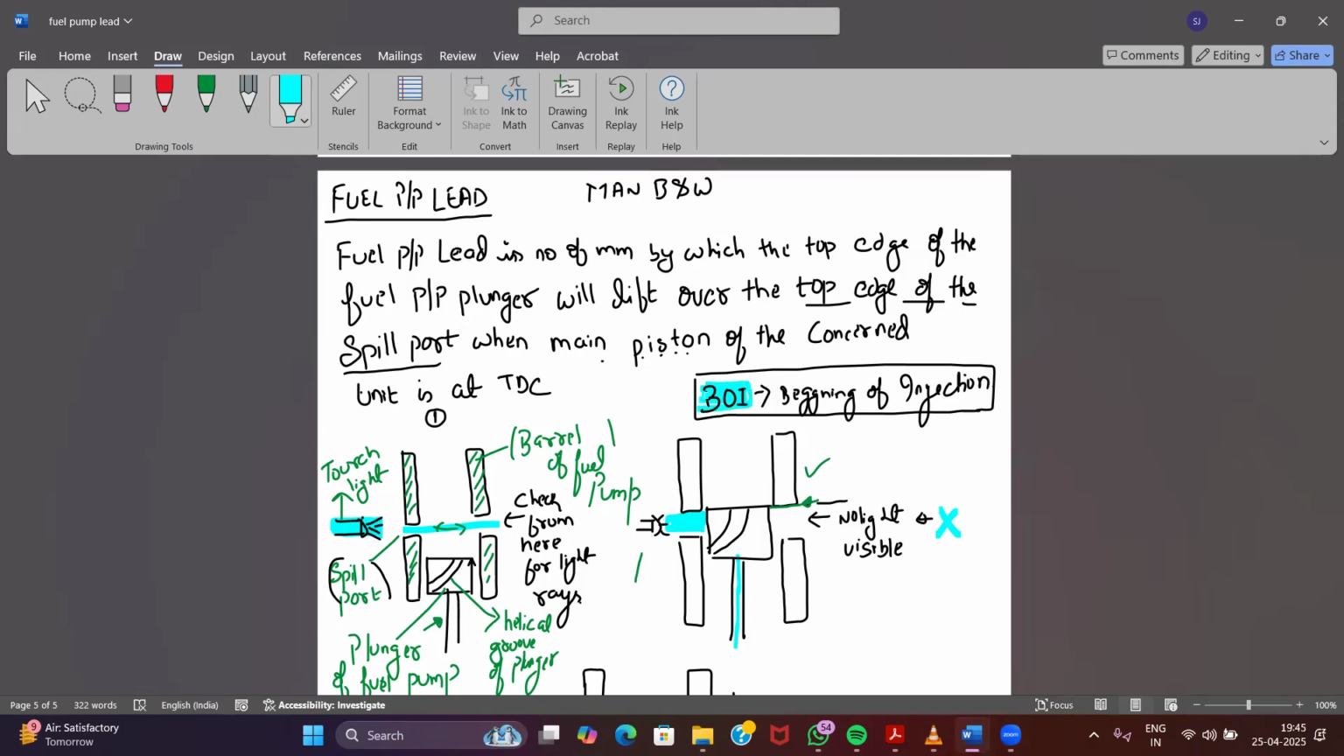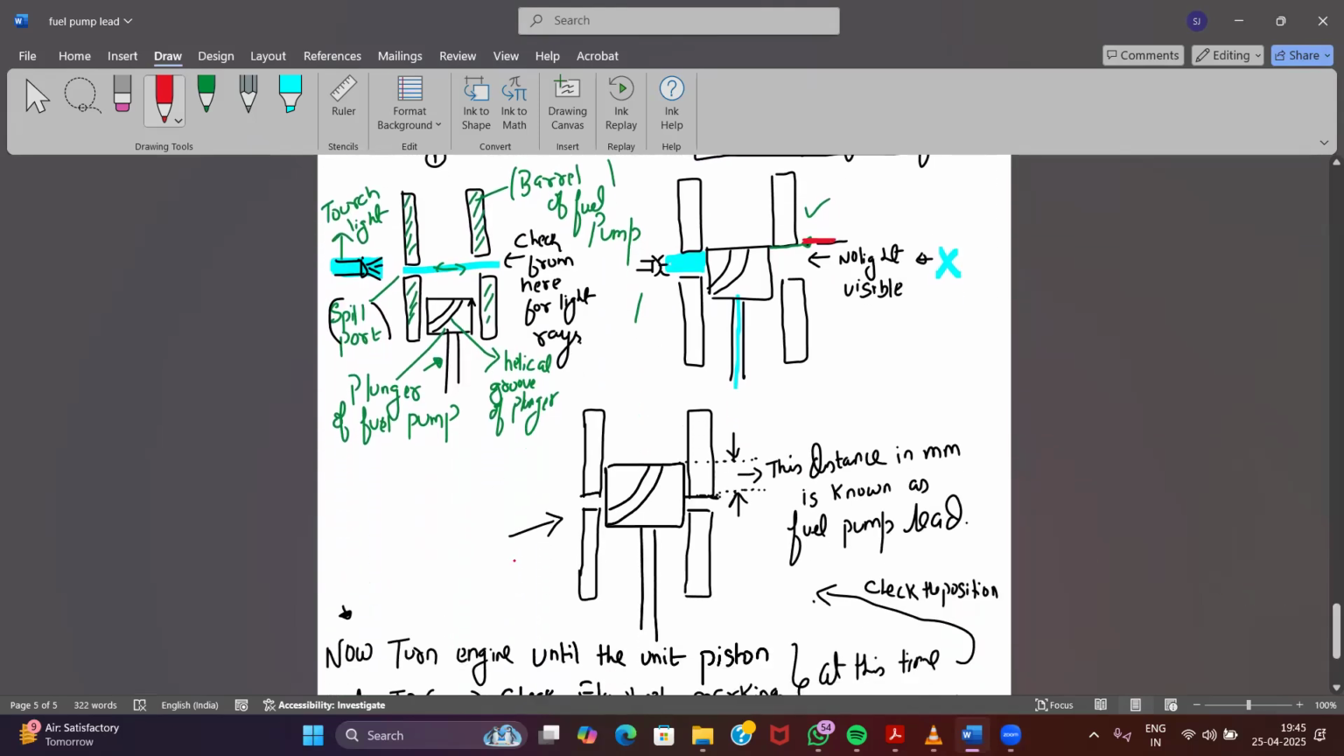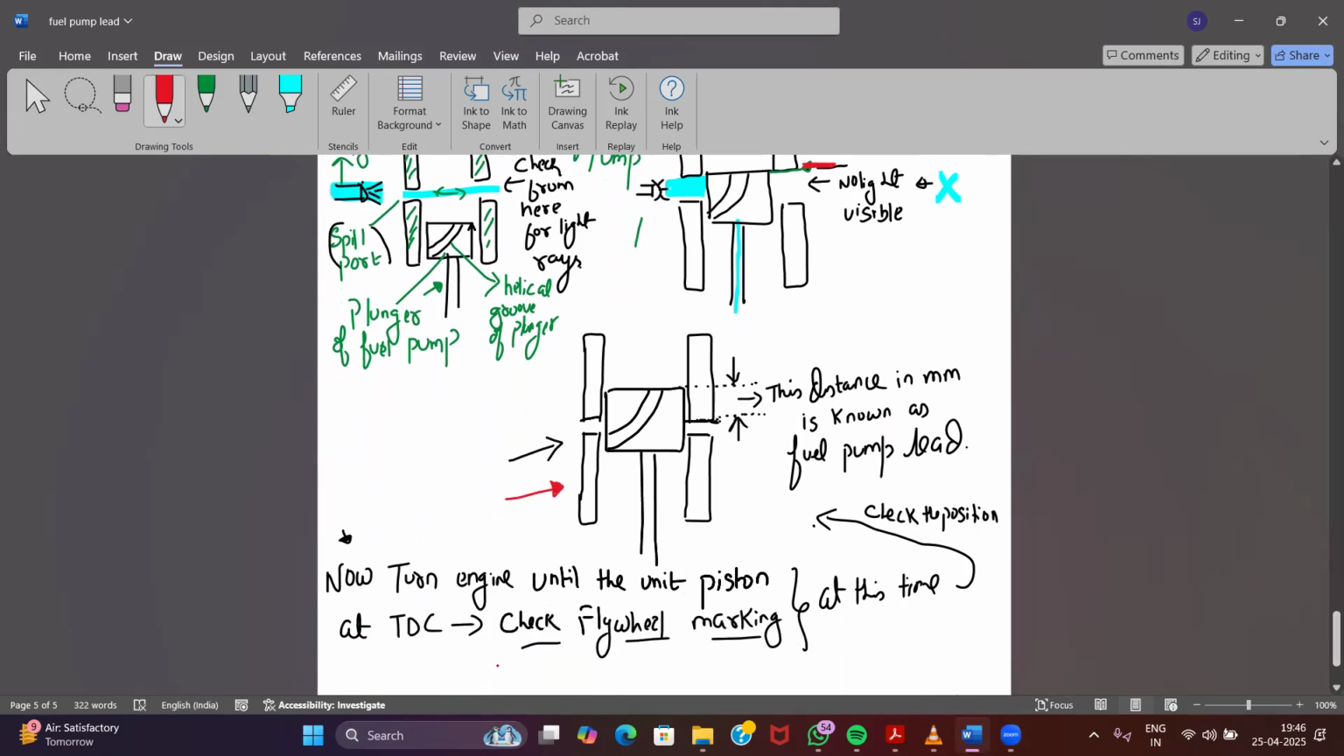Now from here, how much my plunger is going to lift up when I keep the main unit piston at TDC, that is fuel pump lead. What I will do is turn my engine. This is my initial point now. From here, how much more my plunger is going to travel, that is fuel pump lead. Now I will turn my engine and bring the main engine unit piston to TDC. I will check by the flywheel marking that my piston has come to TDC.